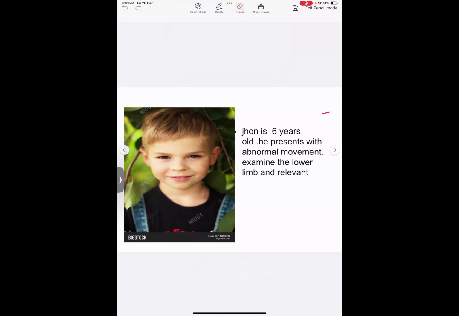Tone, power, reflexes. The points you missed: number one, blood pressure. Number two, fundoscopy. Number three, cardiovascular examination, S1, S2. Okay. Abdominal examination is not very much important.